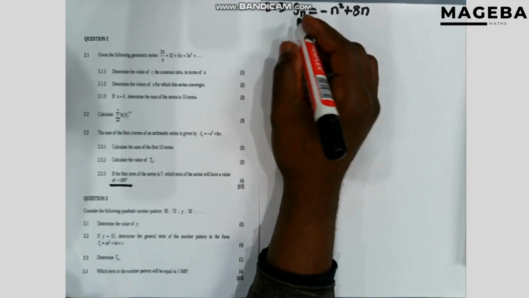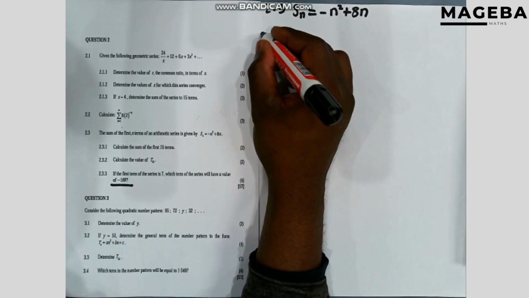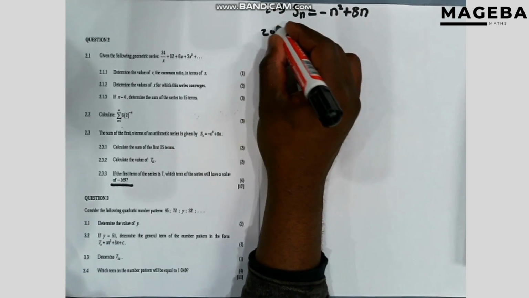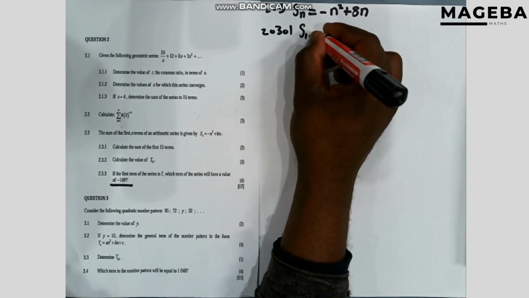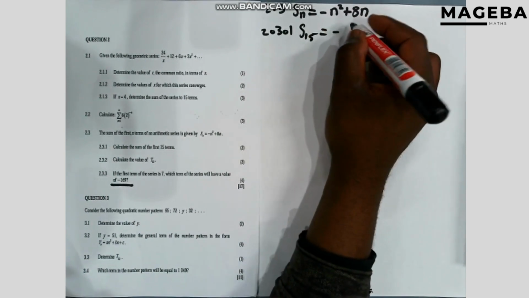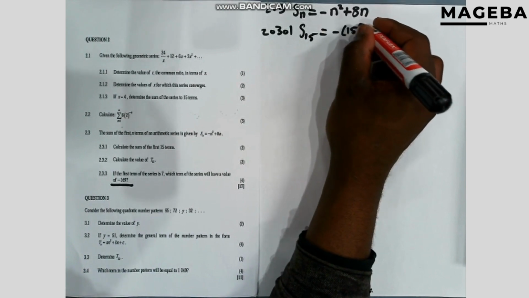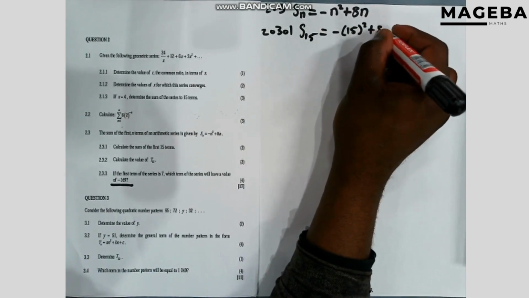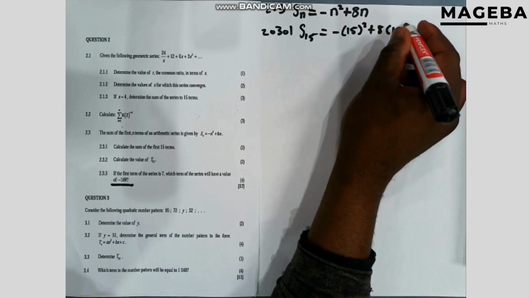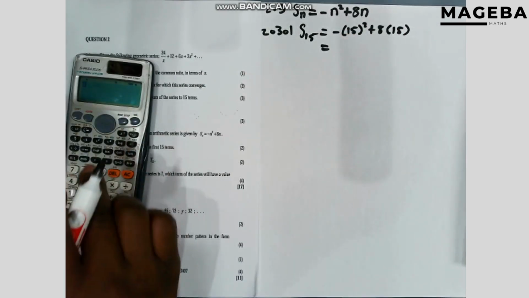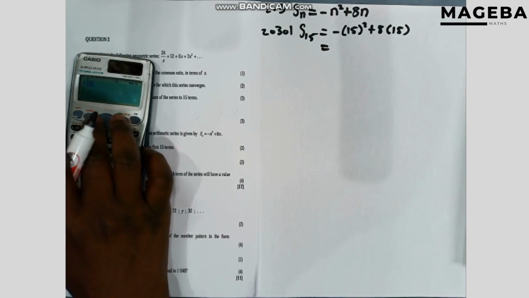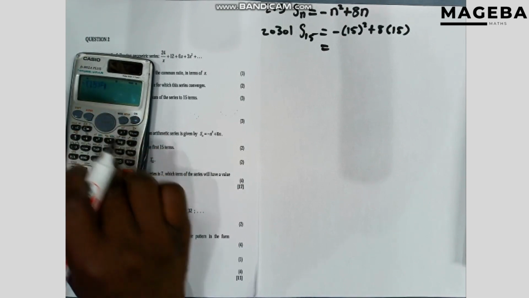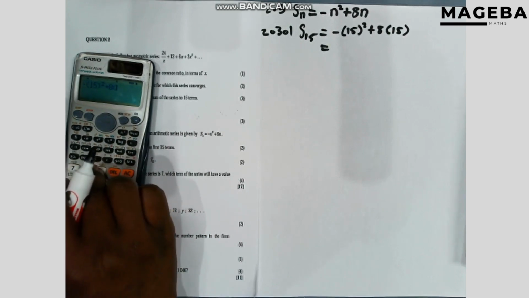So how do you calculate? We just substitute from here, which is 2.3.1, so it's just going to be S of 15, then negative 15 squared, then plus 8 into 15. Then we get our answer. Punch our calculator. It's negative 15 all squared, then plus 8 into 15.